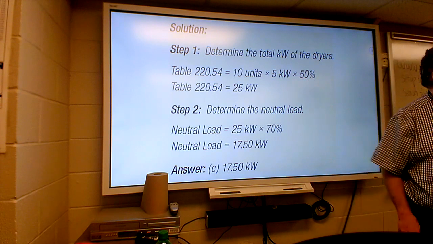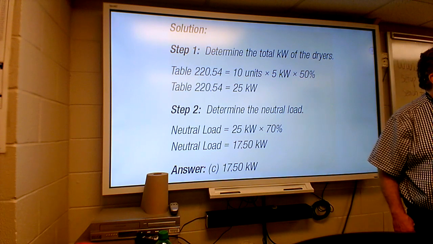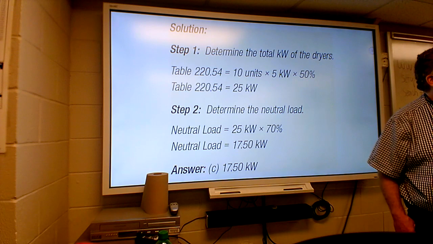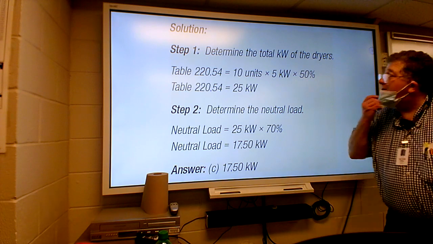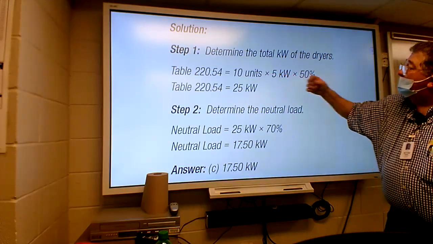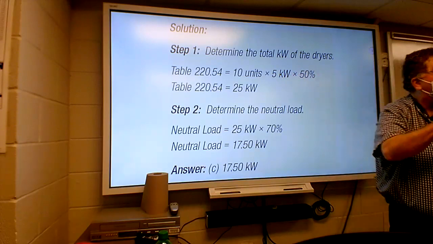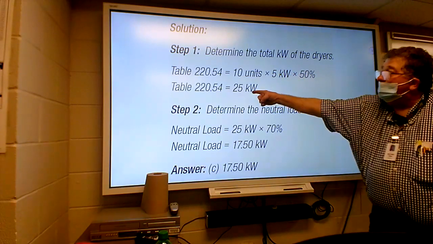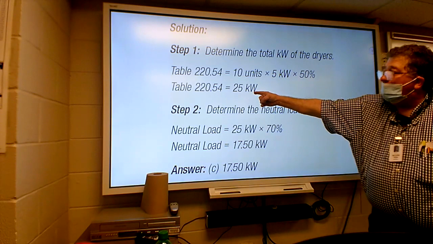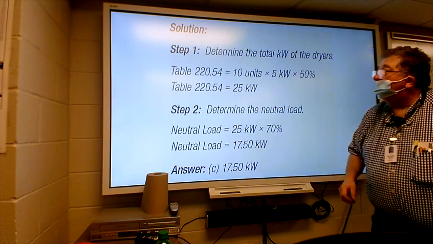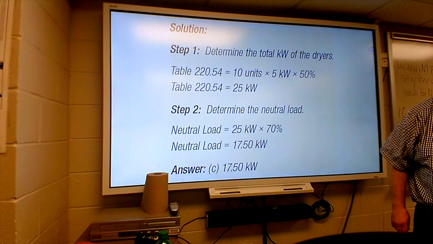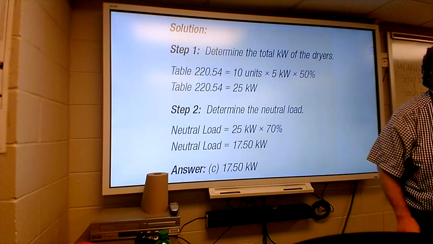How many kilowatts before the demand factor? 50 kilowatts. So it will be 50 kilowatts times 0.5, and that gives you 25 kilowatts. Now, determine the neutral load. They're telling you that you could go at 70%.